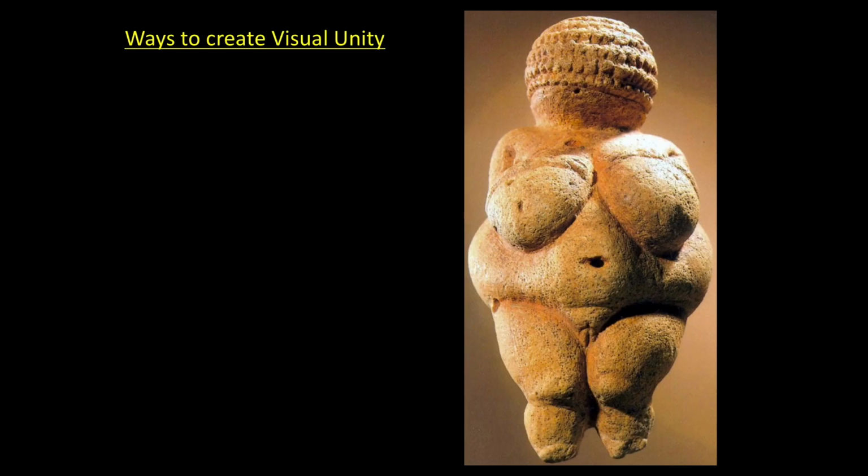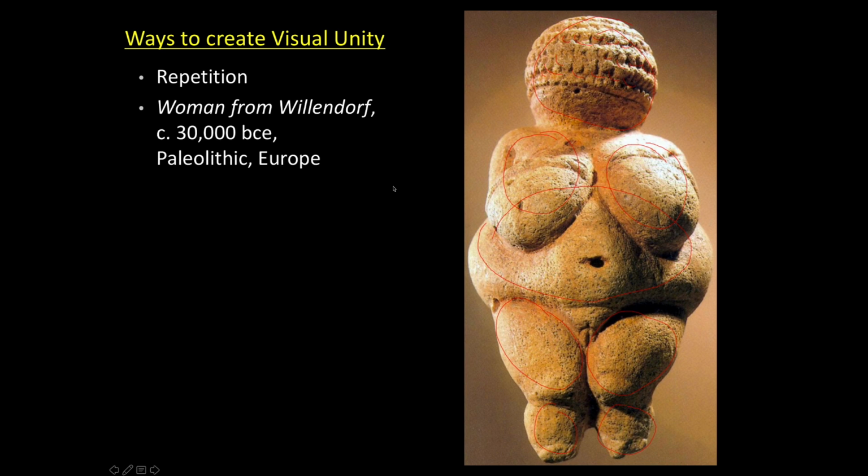Another way to create visual unity is using repetition. So in this one, we have not only these marks up here, this constant hatching here around the hair, but also the use of very round forms. Everything's very round, lots of circles, lots of ovals, very round shapes. Repetition of these round shapes over and over and over throughout this little sculpture. So it creates a sense of unity. All of this goes together.